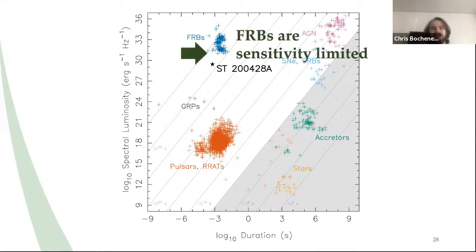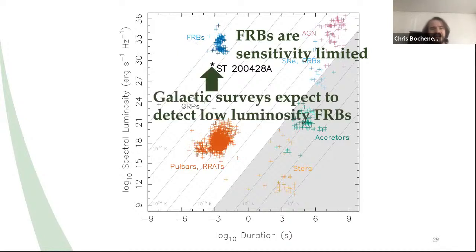However, the reason there's a cutoff here in the FRB distribution is not because lower luminosity FRBs don't exist, but that our telescopes are not sensitive enough to find them. And furthermore, we do expect a galactic survey to be sensitive to this low luminosity FRB population. As if you ask the question, how long do I have to wait to see an FRB in a particular galaxy? The answer is much longer than a PhD timescale.